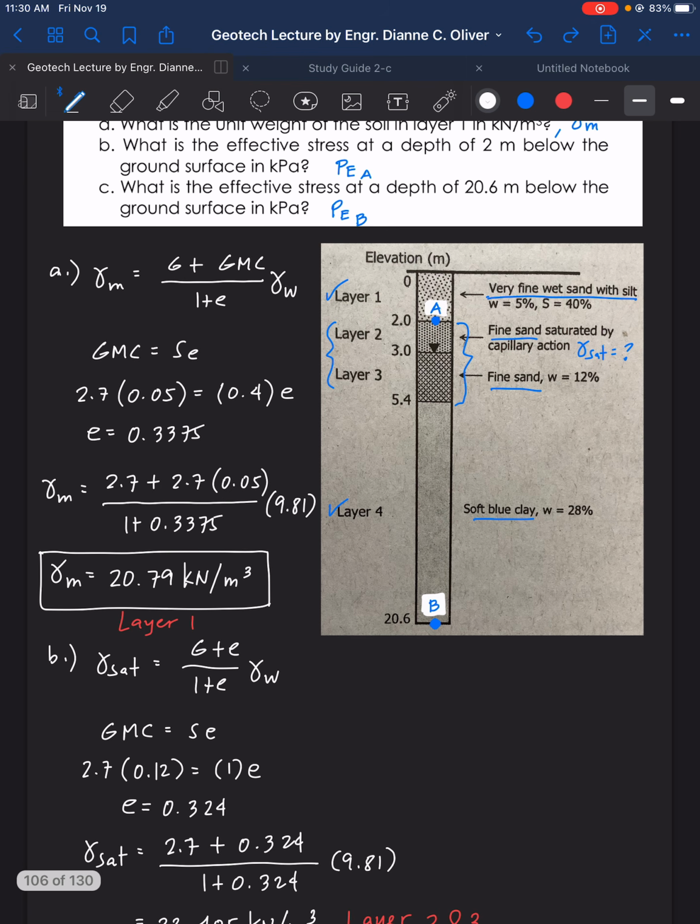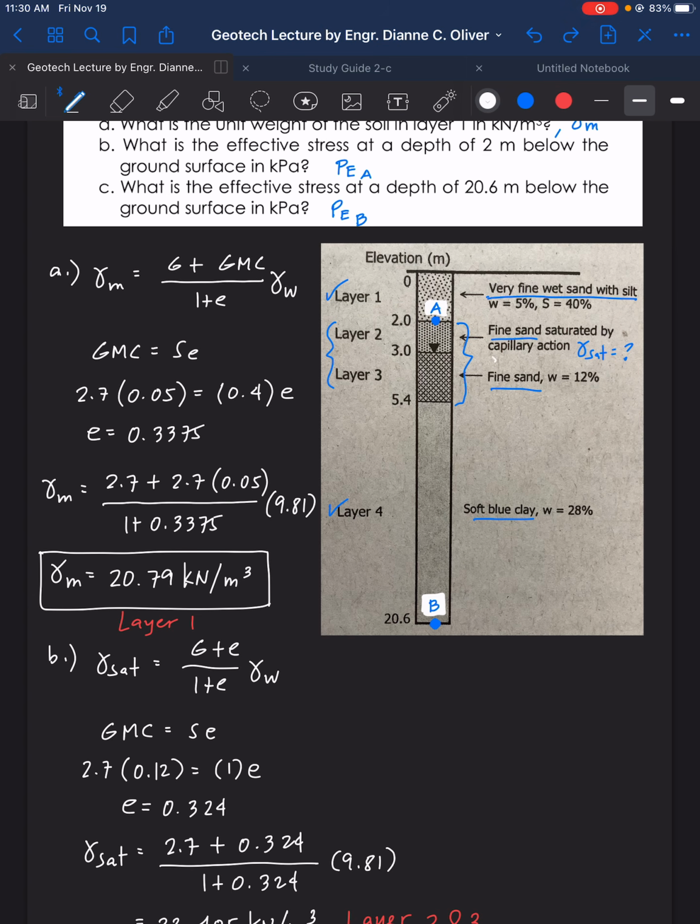What we will do as a shortcut here, let's get gamma M multiplied with 2 meters. Next, we have the gamma sat located here at the capillary zone. But we will not reduce water. So gamma sat as is at the capillary zone.